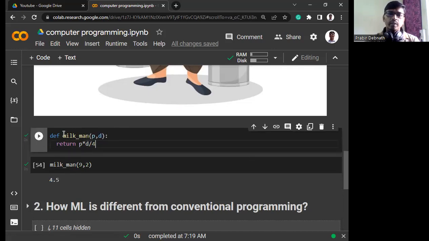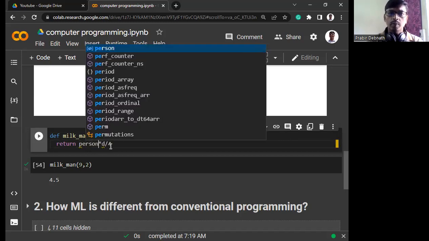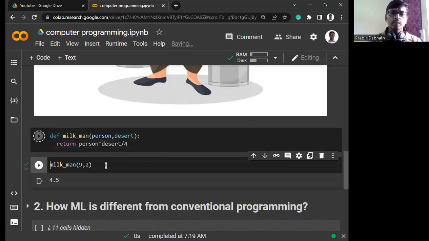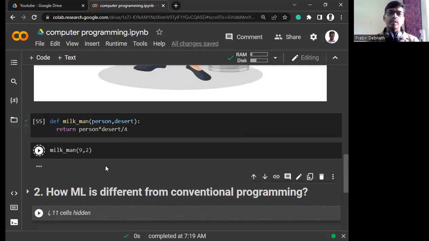So here, we see that def and return are the keywords of the Python language. And milkman, p, d are the identifiers, because in milkman, I can write any name, XYZ. And in p, I can write person. In d, I can write dessert. Here also, I will change accordingly: person, dessert. Then you see, there will be no change in the result.